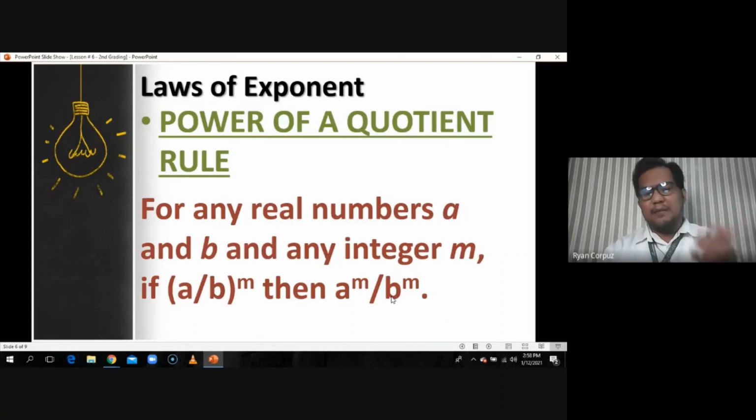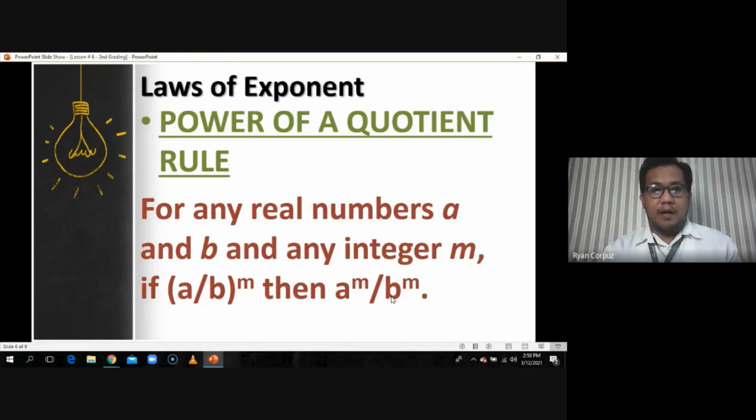We should know those laws of exponent because in our next lessons, we will be using these different laws of exponent. We will apply them. That is why we need to discuss them first, so that you can apply them whenever you are solving certain expressions involving exponents.